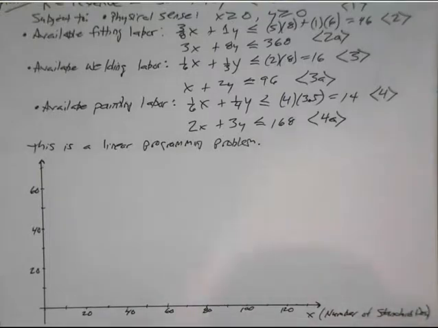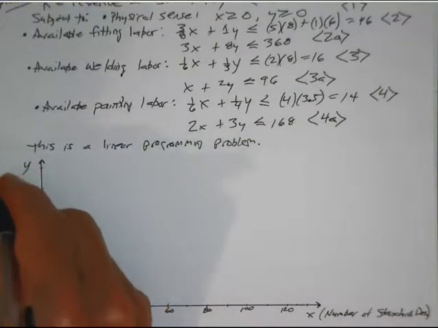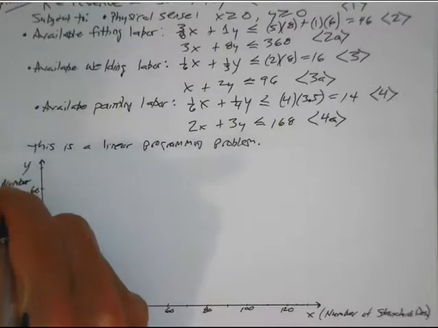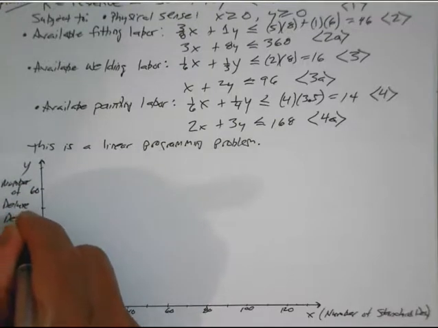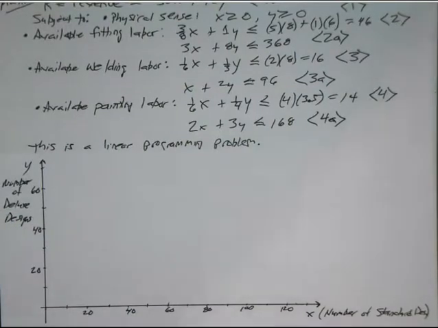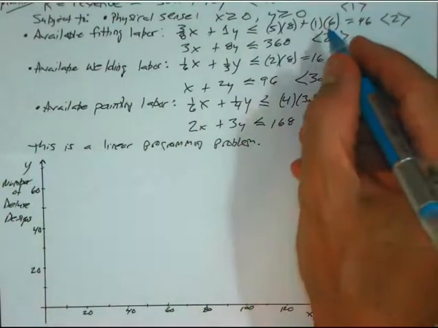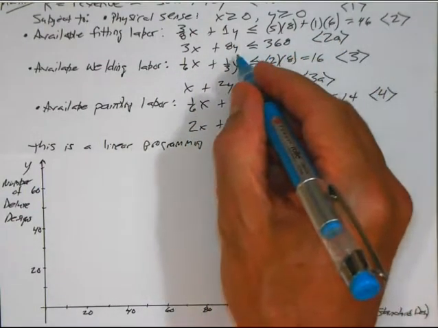Okay, and this axis, which is a variable, is y in our problem, but it is also the number of deluxe designs. Okay, now let's pick up a contrasting color and consider the first inequality we haven't worked with yet, and that's right here. Okay, let's graph the boundary line.